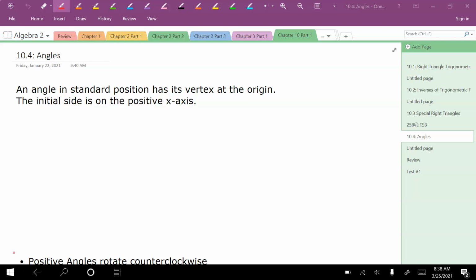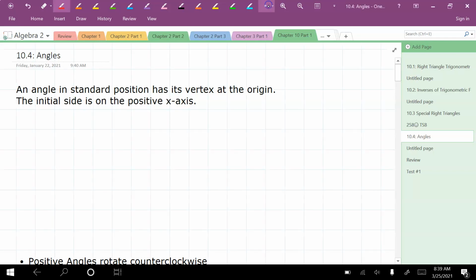So an angle in standard position has its vertex at the origin. If I think about my graph, your origin would be right there in the middle at 0, 0. So a standard angle would have its vertex right there. Remember, the vertex of an angle is where it starts, right where the two rays that make the angle meet. Now the initial side is going to be on the positive x-axis. That would be from the origin going off to the right side. That would be called the initial side.